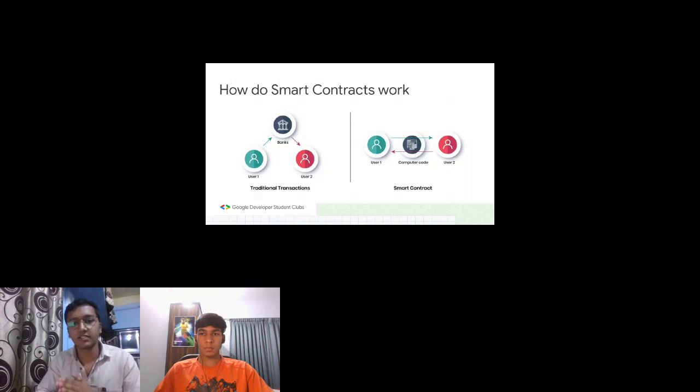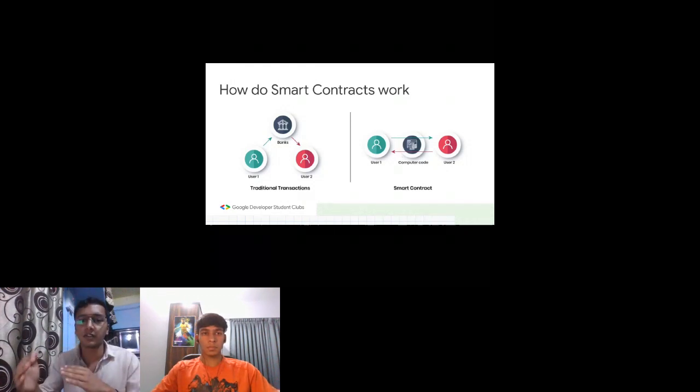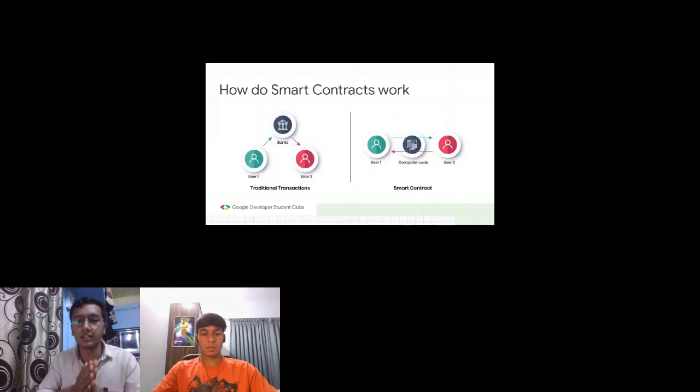But in contrast to that, when we use blockchain technology and smart contracts, we have automated this process. We use computer code, which is smart contracts deployed on blockchain, to perform these transactions. As you can see in the second case, where there is a smart contract, user 1 and user 2 can automatically do this transaction. No mediator is required in between. So a smart contract simply plays the role of a mediator in most cases.